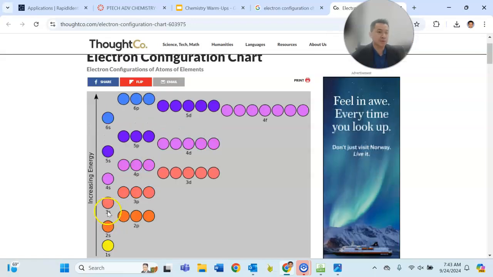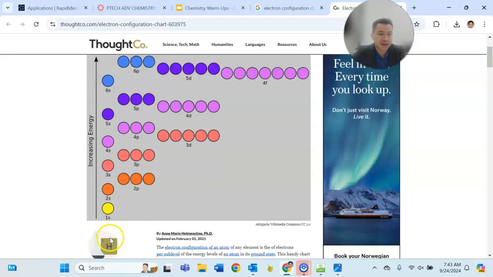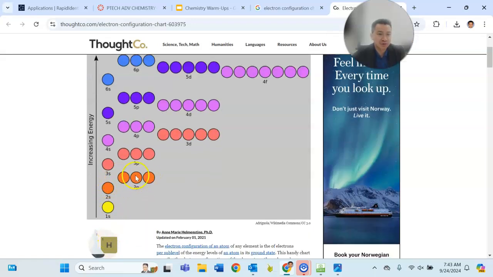So orbitals are labeled. Look here on the screen: 1s, 2s, and then the next level is 2p, and then 3s, 3p, 4s, and then under 4p is 3d. You just go up the ladder, fill it up by increasing energy. The more energy means the electrons are further from the nucleus, less attraction from the nucleus.